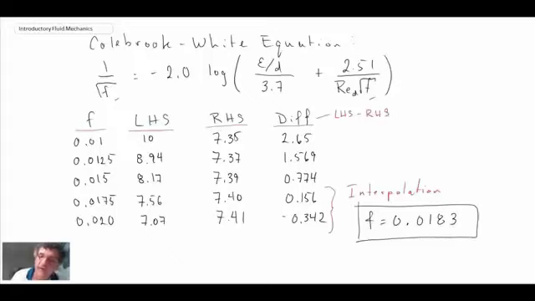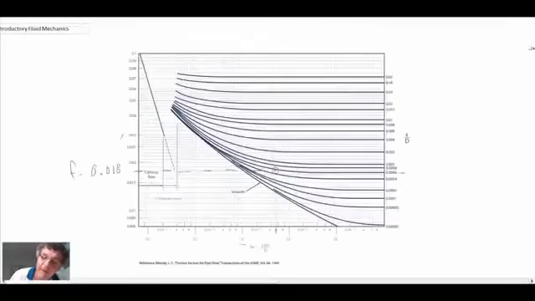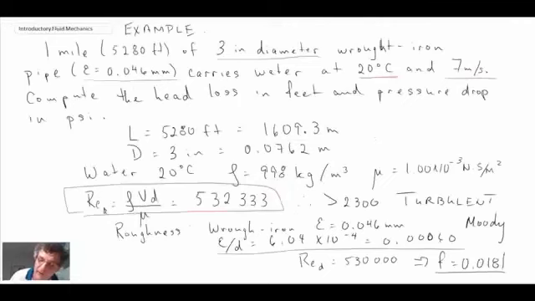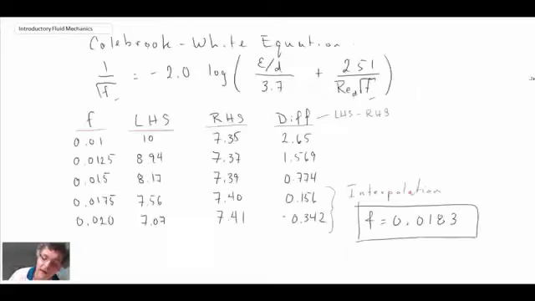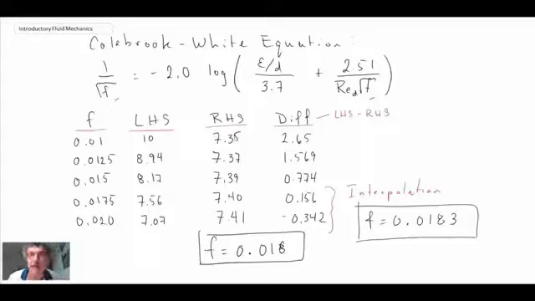So what we're going to do, we have these different estimates. From the Moody diagram, we got 0.018. From the Holland equation, we got 0.182. And then just now using the Colebrook-White, we got 0.0183. So I'm just going to say f equals 0.018. And we're going to use that to continue on with the calculation for this problem of estimating the pressure drop in this pipe that we're dealing with.